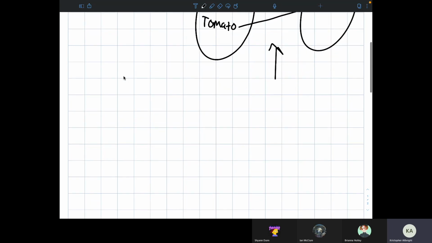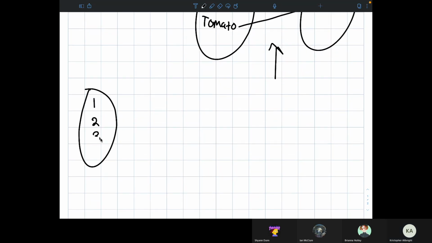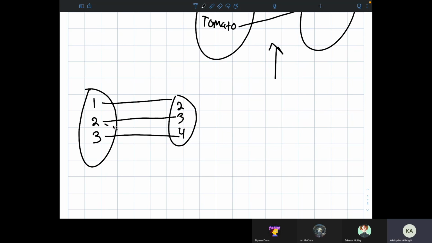So we can do a list of relations like one is related to two, two is related to three, three is related to four, two is related to four, one's related to three. And we're not necessarily telling how they're related. We're just saying, okay, they're related.